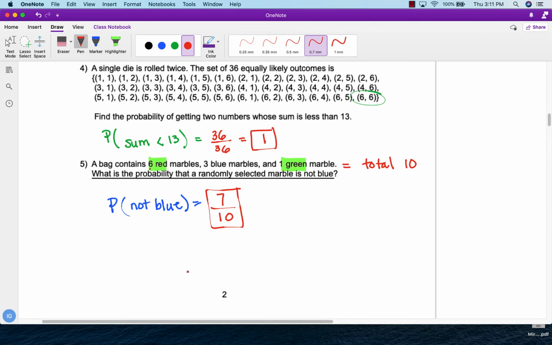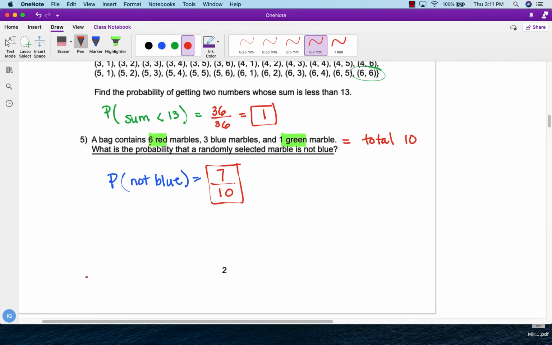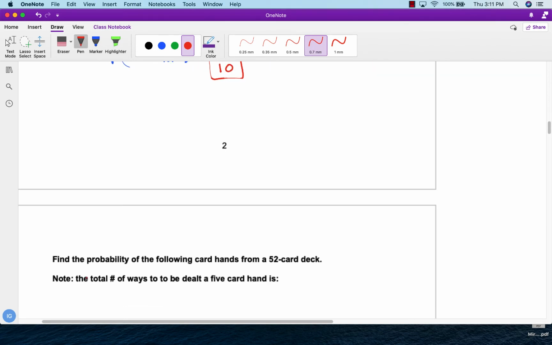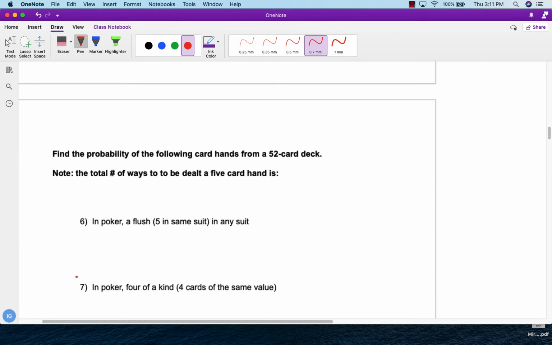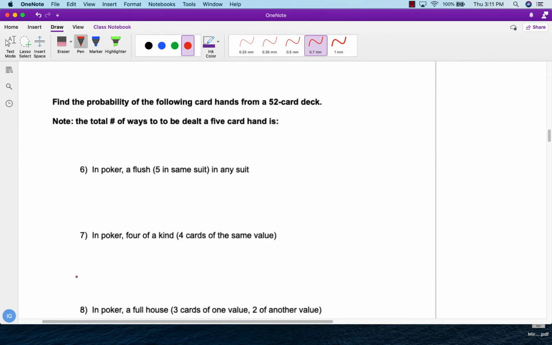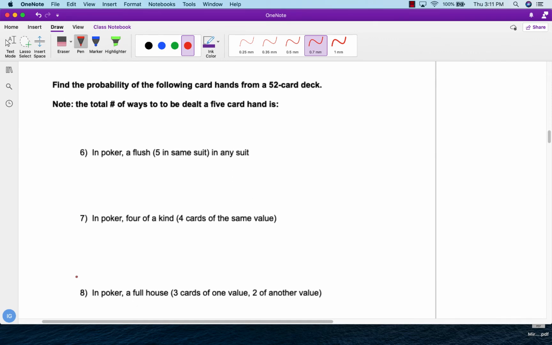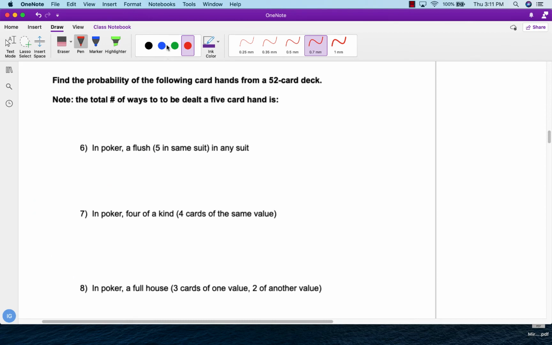Alright, let's get into something more interesting, I would say. And that is a deck of cards. You guys thought you were done with decks of cards. I know somebody from the class is going to be excited about this. Okay. It says find the probability of the following card hands from a 52 deck of cards.